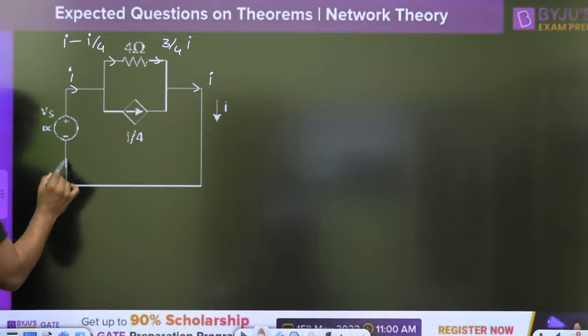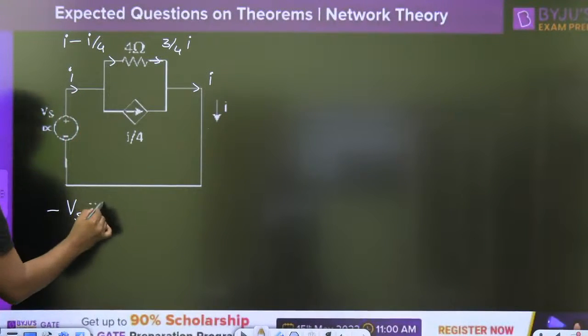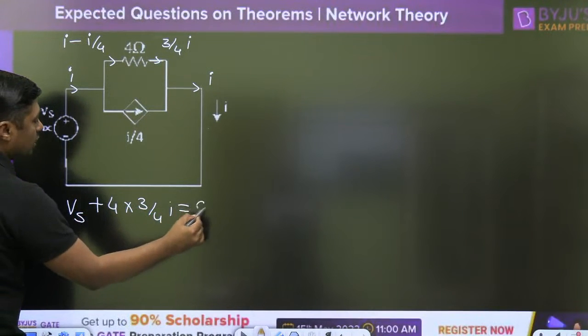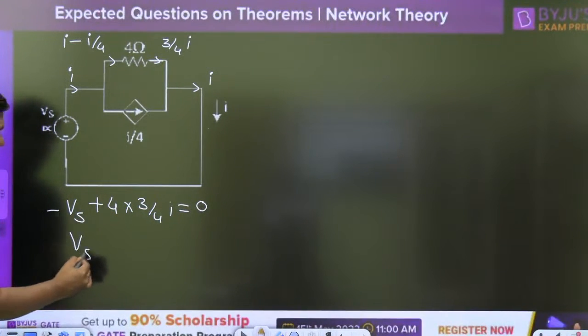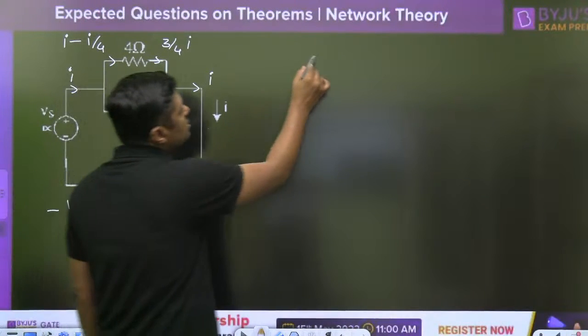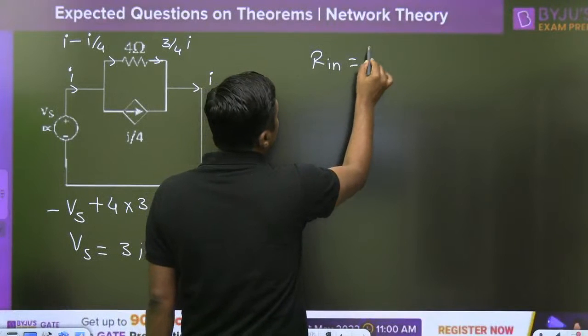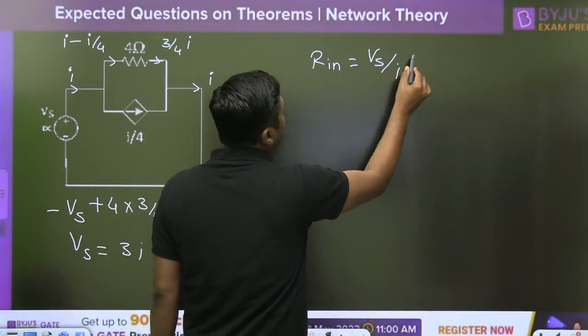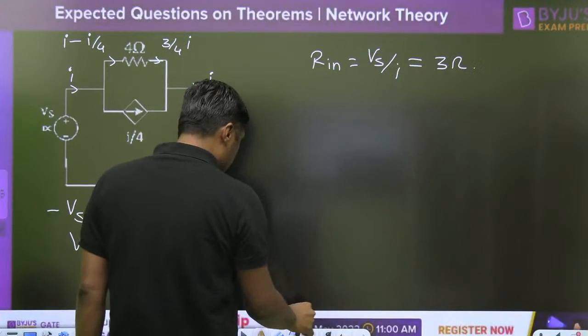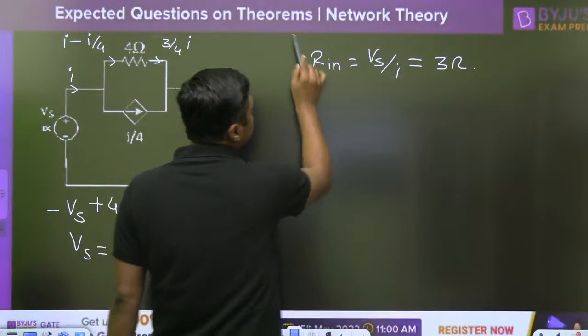Write down the KVL. You will write minus Vs, plus 4 times 3 by 4 I is equal to 0. Vs is equal to 3I. What is the Vs by I? This is called Rn. Vs by I is nothing but 3 ohm. That will be the result for this question.